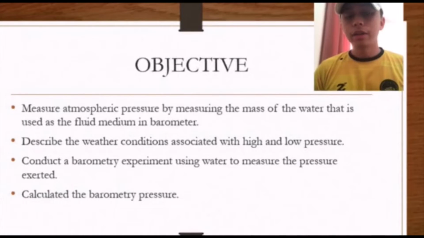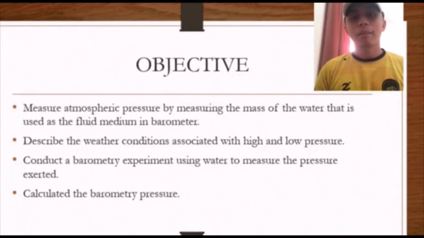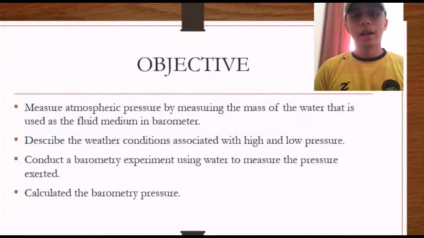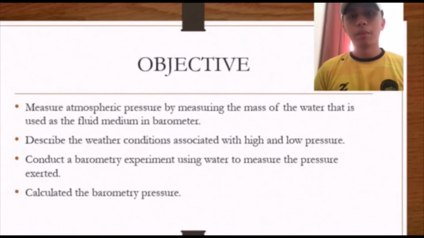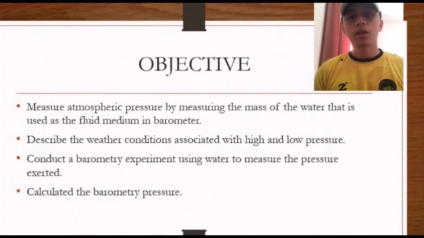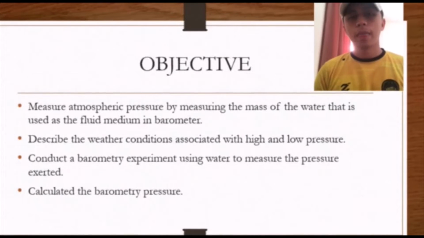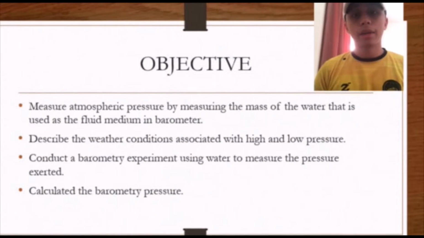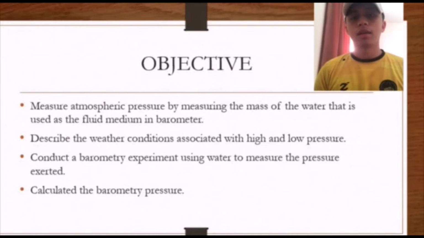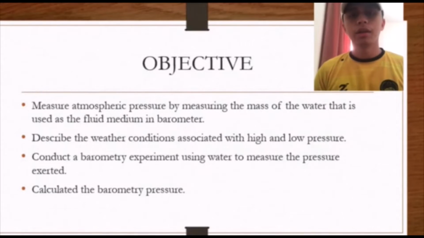For the objectives, first, measure atmospheric pressure by measuring the mass of the water that is used as the fluid medium in the barometer. Second, describe the weather conditions associated with high and low pressure. Third, conduct a barometer experiment using water to measure the pressure exerted. The last one, calculate the barometric pressure.